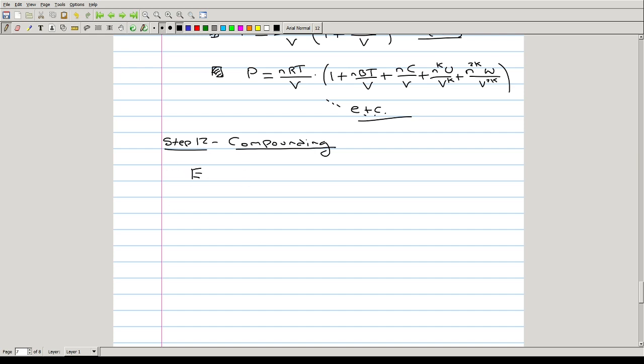So for example, one of the things that we'll talk about a lot in this course are both linear and nonlinear springs. But let's just say, if you've taken a course in ordinary differential equations or physics, you're familiar with a spring mass system. So compounding would be, steps 1 through 11. Let's say we go through and we develop a suitable model for a spring mass system.